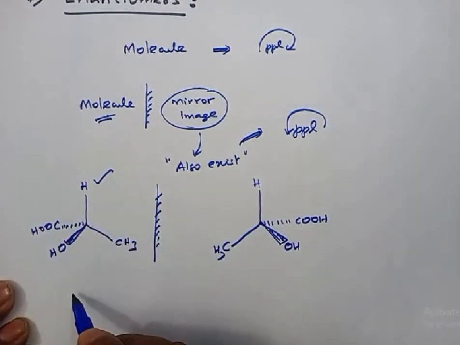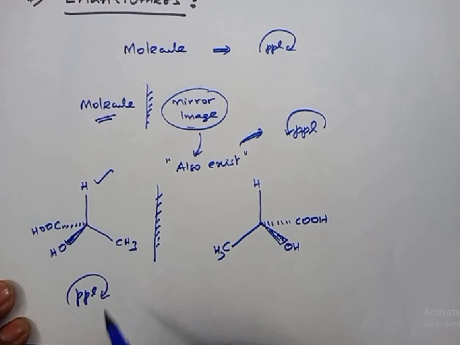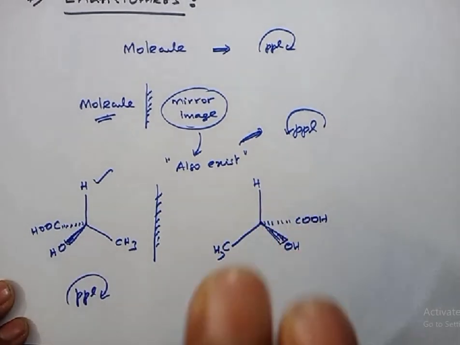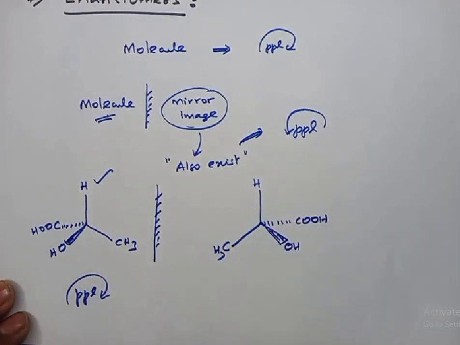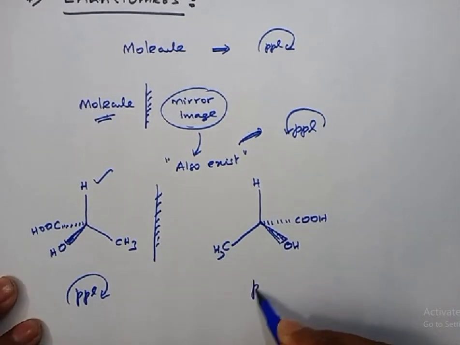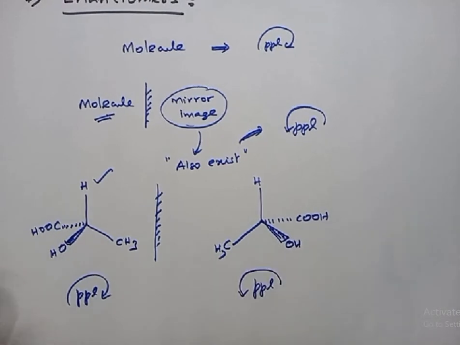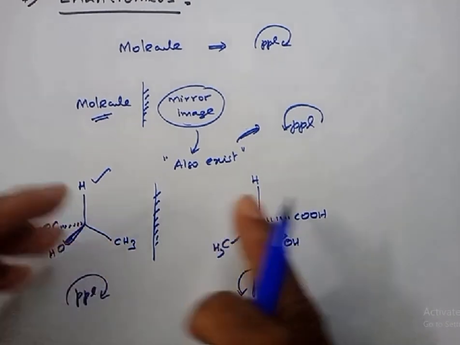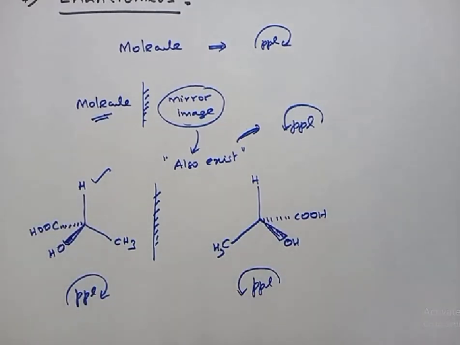Now this molecule exists. Suppose it rotates the plane polarized light clockwise, then the mirror image molecule also exists in nature, and it will rotate the plane polarized light in the anti-clockwise direction. Apart from this difference, all other properties are the same for these two isomers. That's why we call these isomers enantiomers.